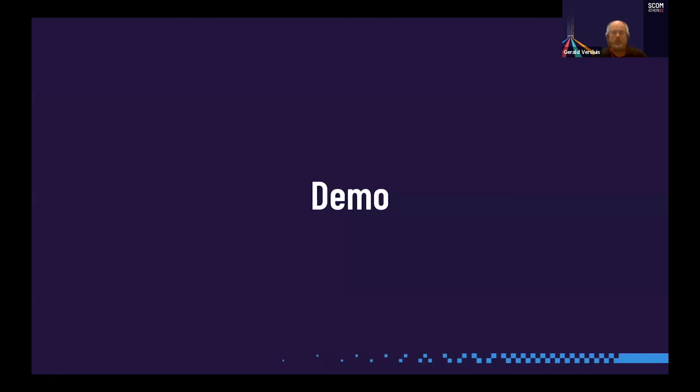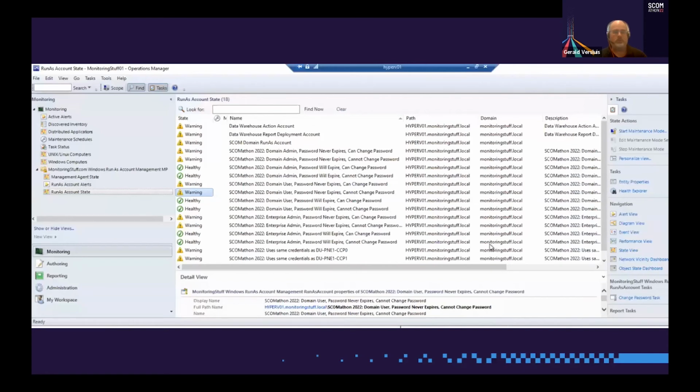Okay, the demo. Like I said, I was hoping to do it all live and shining and nice, but unfortunately, my Hyper-V box had other plans. So I'm going to stick with some screenshots. I created a bunch of RunAs accounts. As you can see, the description shows what these settings are. Some are enterprise admins, some are domain users. Some can change the password, some cannot change the password.